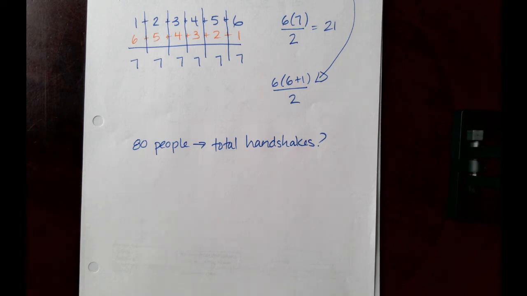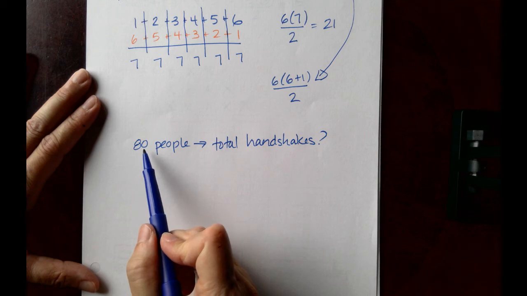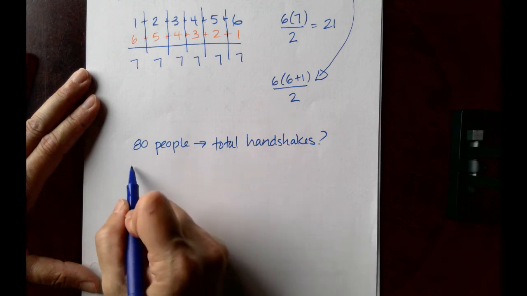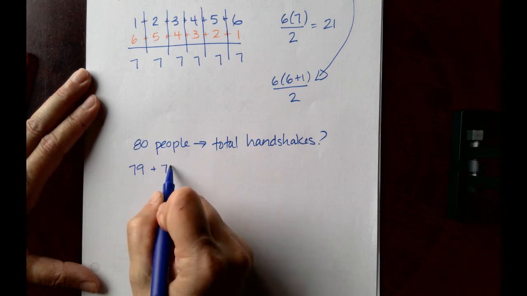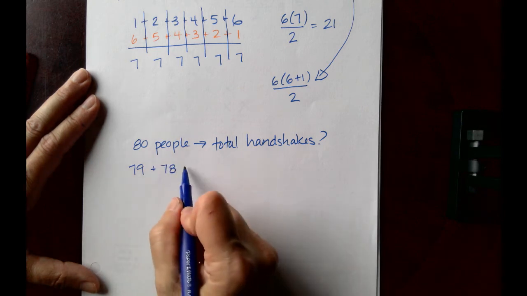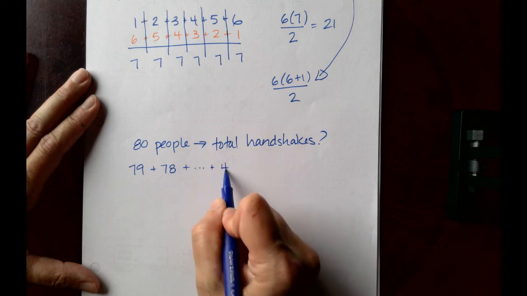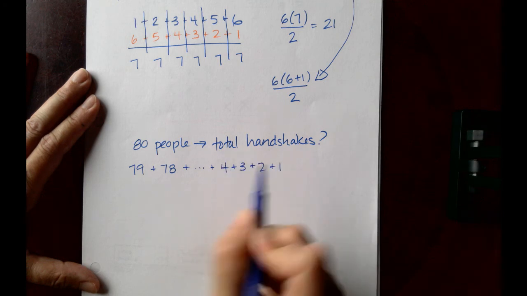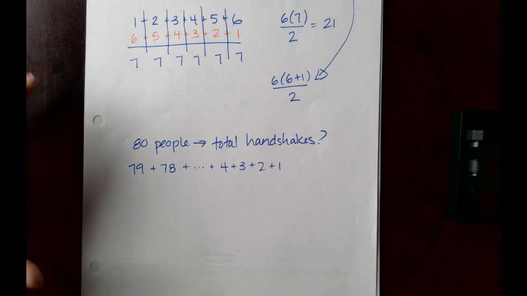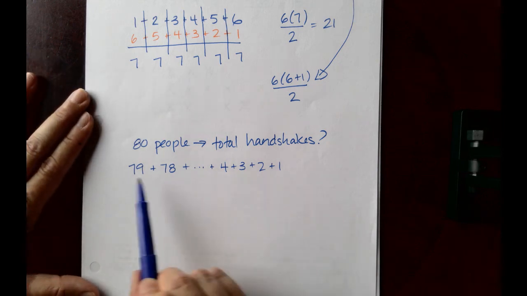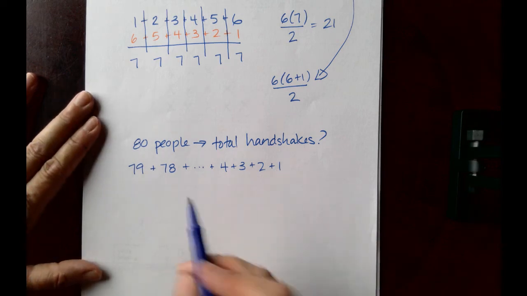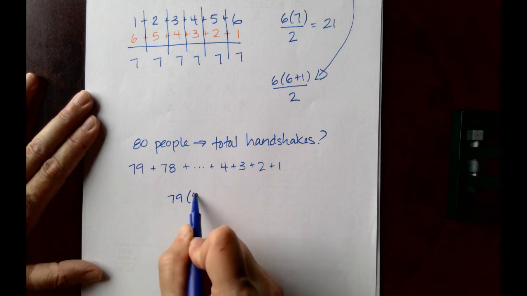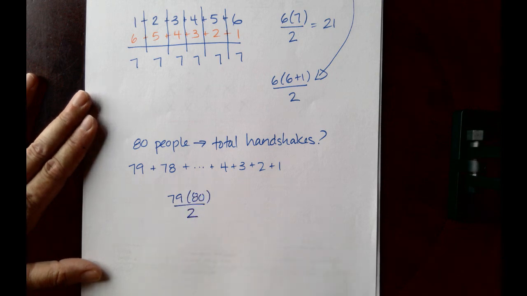So to do this one, we can find an answer this time. The first person, I don't care who the first person is, but find a first person. They will need to come along and shake 79 other people's hands, and then they're out of the running. And then the next person shakes 78 hands. And this goes on and on until we're down to 4 plus 3 plus 2 plus 1, all of them added together to help us find the total. So this is the sum of the first 79 counting numbers. To find this sum, we would need to do 79 times 80 divided by 2.